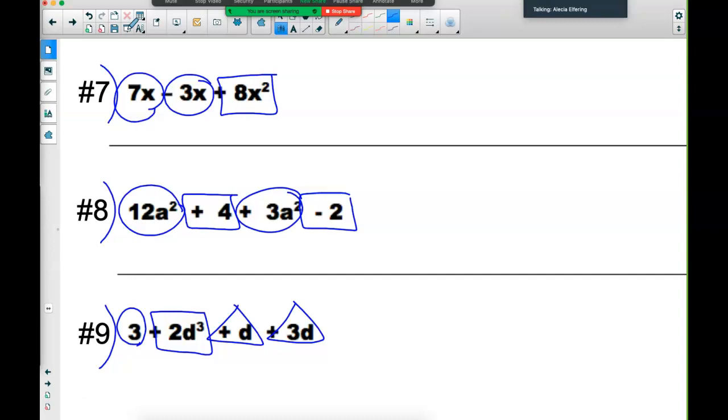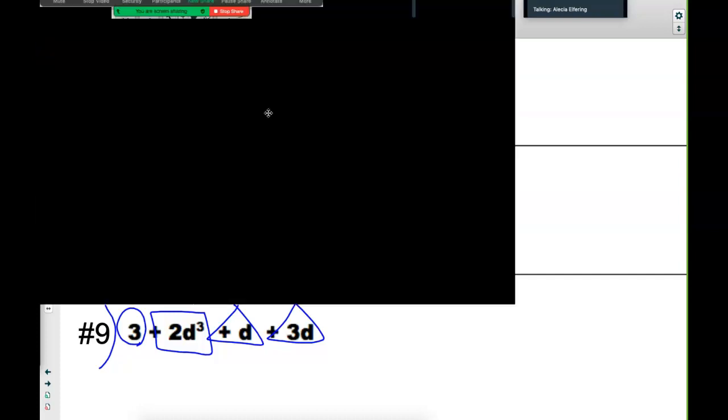Why couldn't I put a box around these last 2 terms like I did the second term? They all have the letter d, but why couldn't they all be the same? Yeah, the exponents, right? So the second term, 2d to the third power, has that little 3. Those last 2 don't have that, so they have to be different. Okay, questions there? Any questions on that? Okay, so now it's super important.